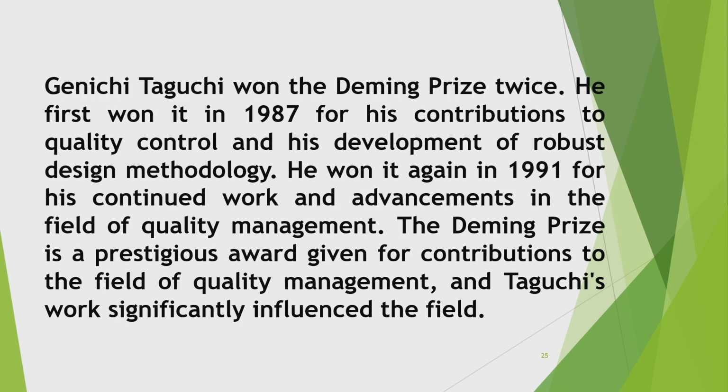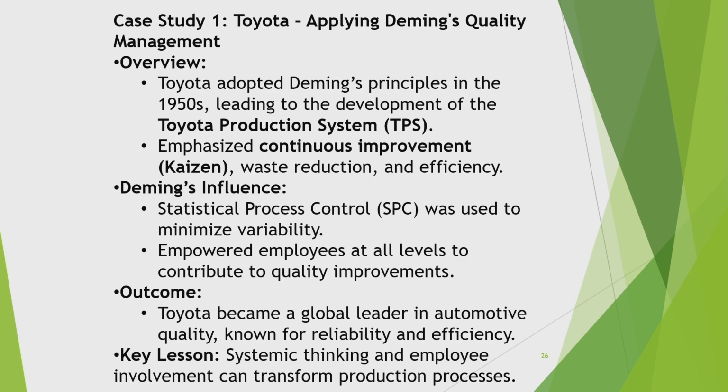And Genichi Taguchi, in fact, won the Deming Prize twice. He first won in 1987 and then in 1991. We will discuss more about that. Now, we are giving 1 or 2 examples. I have not discussed all case studies, but there are some famous ones, like Toyota etc. Japanese companies applied Deming's quality management. As a result, their new system came, which is called the Toyota Production System. It is based on Kaizen etc.